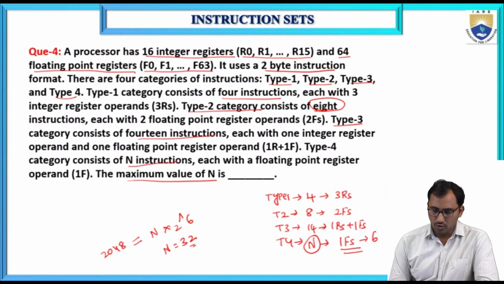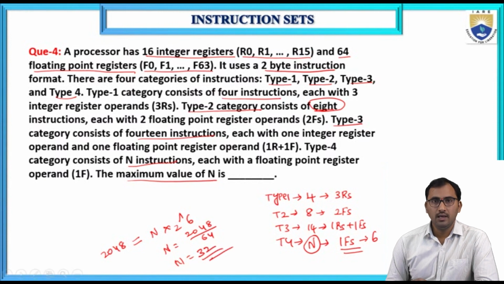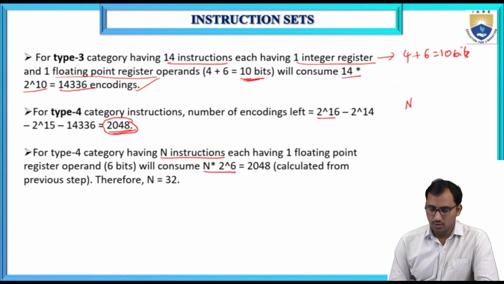2 power 6 means 64. So n is equal to 2048 by 64. So you will get 32. That means the number of instructions in type 4 is 32 instructions. So n into 2 power 6 is equal to 2048.